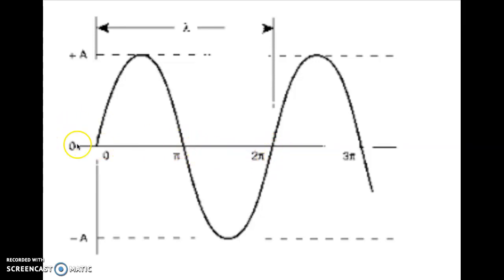Half a wavelength from here to here is half a circle, which is equivalent to pi radians, because 360 times a half, which is half a circle, gives you pi. And then whatever fraction of this wavelength you're using would be equivalent to a certain fraction of 2 pi.